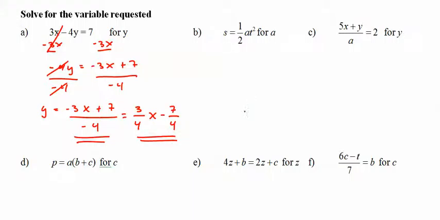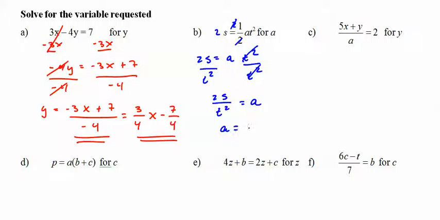Here it says solve for a, so we're going to multiply by 2 on both sides. Divide by t squared. Notice how little I like my s's. They look a lot like my 5's. Both answers are good.